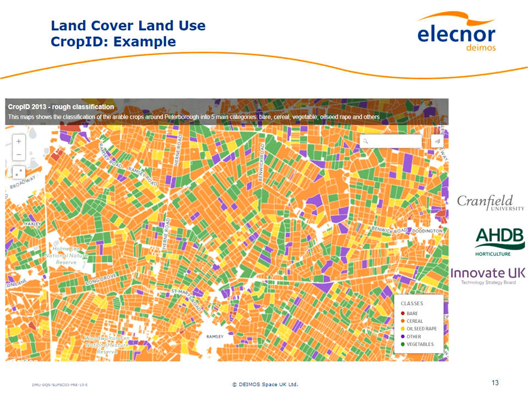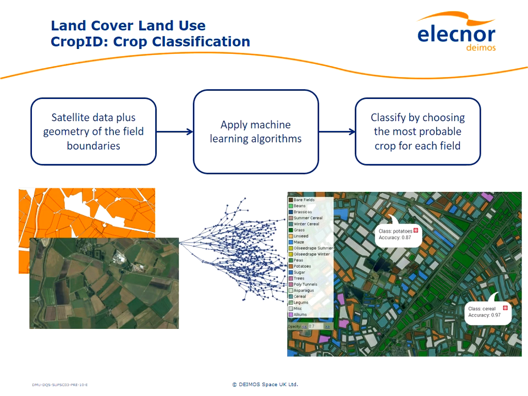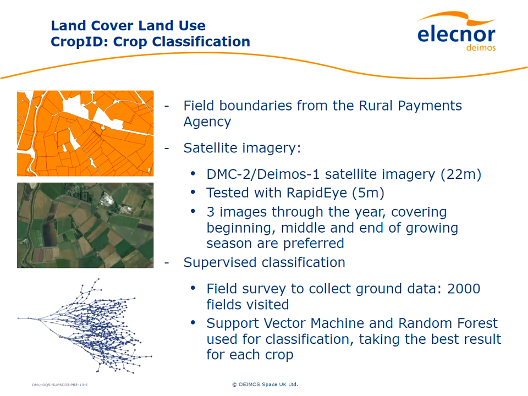So we had a partnership with Cranfield University and AHDB Horticulture, which is a government organization for horticulture. And we wanted to know the distribution of the crops and what type of crops they have in which area. This was our test area. We started from the boundaries of each field in the area and some satellite imagery. We applied machine learning algorithms, and then we get the most probable crop for each field. And in a bit more detail, we got the boundaries from the Rural Payments Agency. For satellite, we got 22 meter resolution from Deimos-1 and DMC2, because one image covers most of the UK. We also tested a smaller, better resolution one like RapidEye.